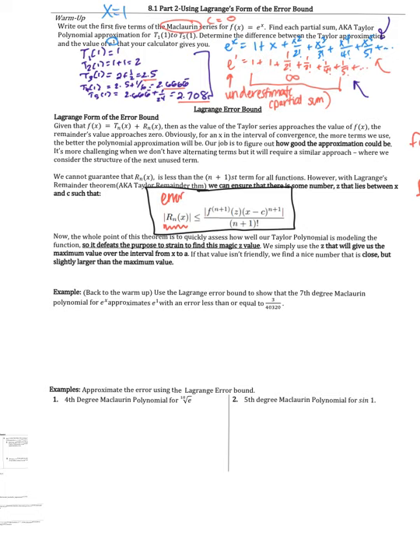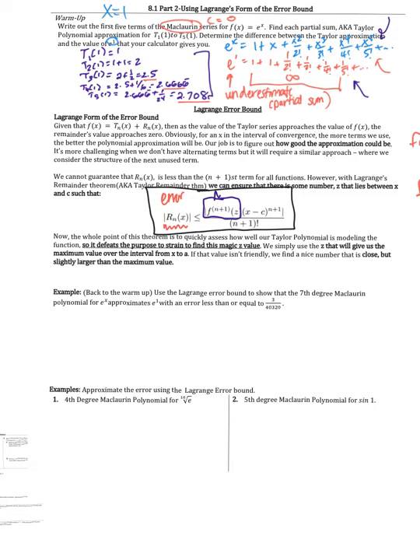So R sub n of x, our error, or our remainder, is less than or equal to, because we can't find the exact error, because if we could, then we could find the exact sum and we wouldn't need to have an error at all. This x minus c to the n plus 1 over n plus 1 factorial, that should look really familiar coming right out of the Taylor polynomial, looking at the next term. The most confusing part is this part right here. And that's what I want to spend a little bit of time talking about.